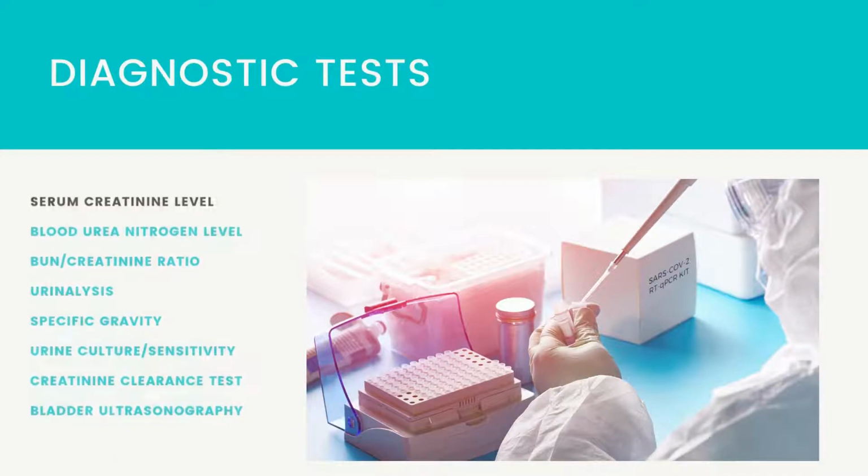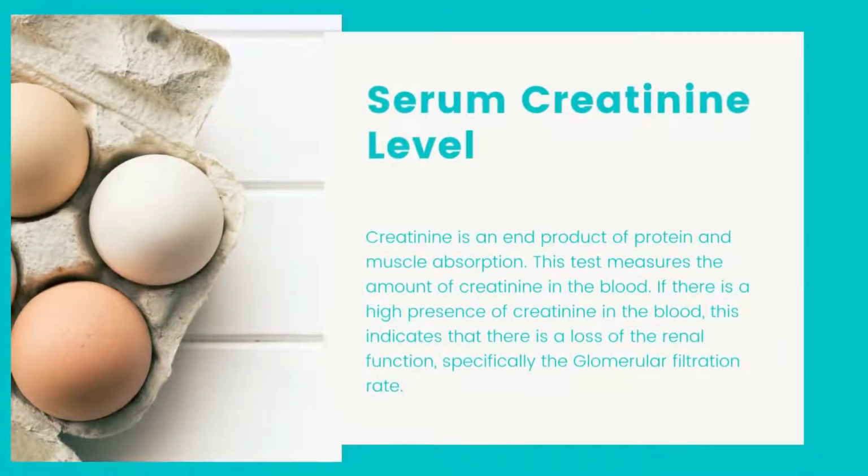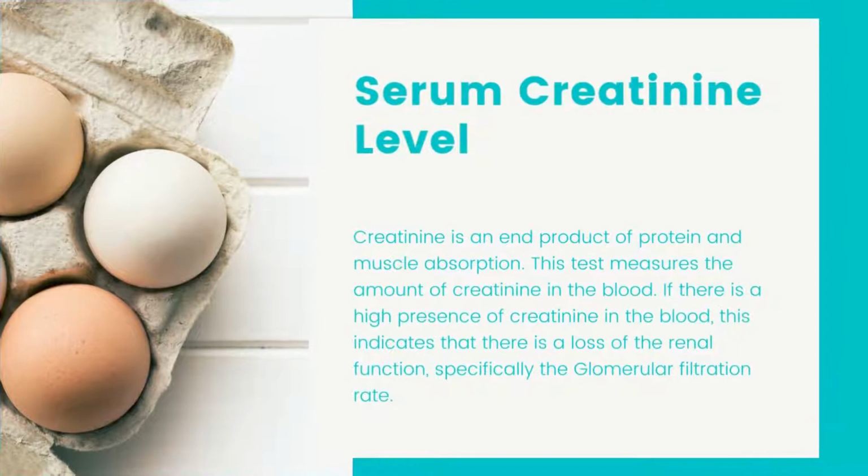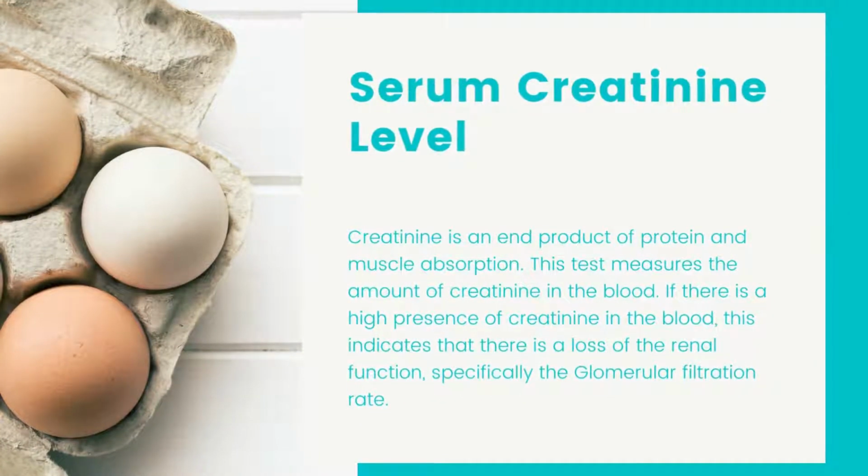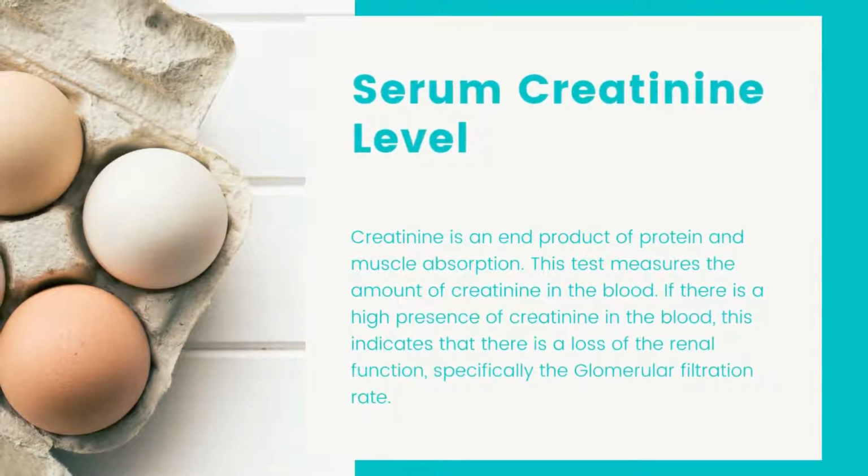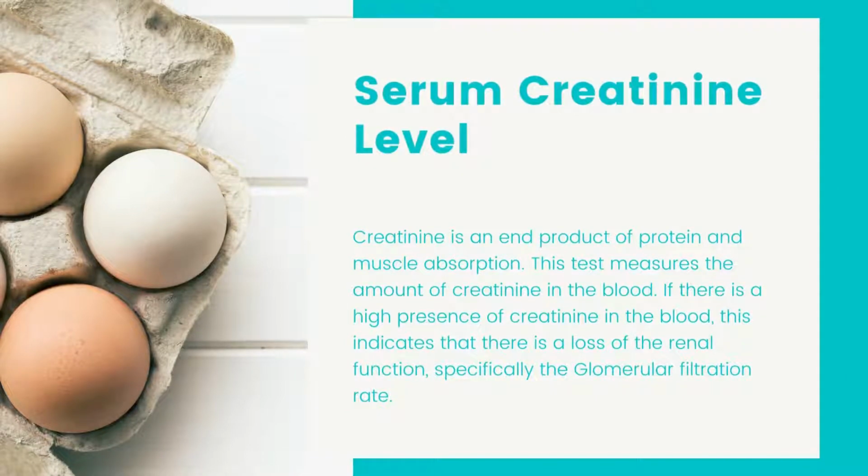Serum creatinine level. Creatinine is an end product of protein and muscle absorption. This test measures the amount of creatinine in the blood. If there is a high presence of creatinine in the blood, this indicates that there is a loss of the renal function, specifically the glomerular filtration rate.